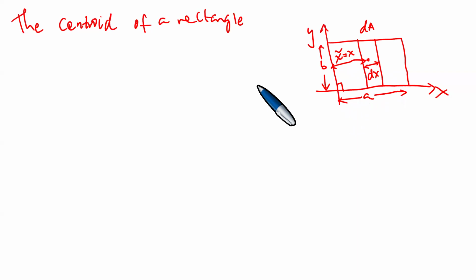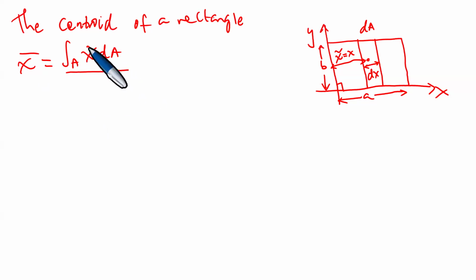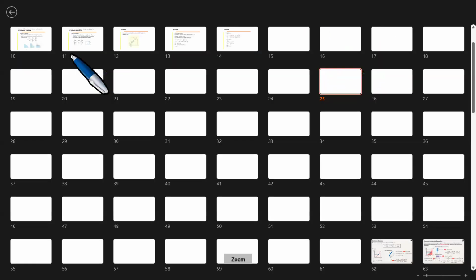So what is this? Let us do this together. There are a couple of things that you need to take into account to be able to get the centroid here. The centroid would be x bar, which is the integral over A of x tilde dA, divided by the integral of the area, dA. So this is x tilde.